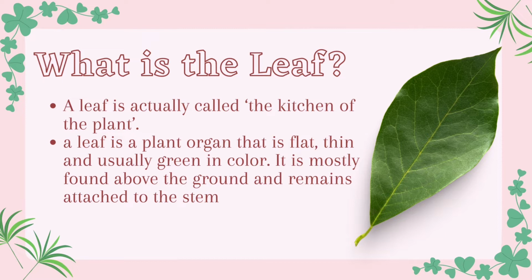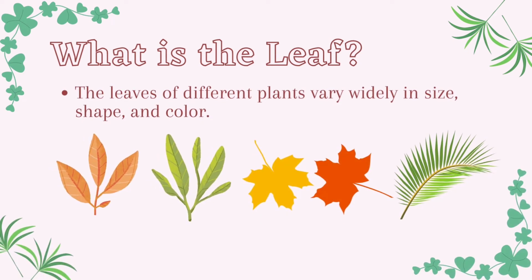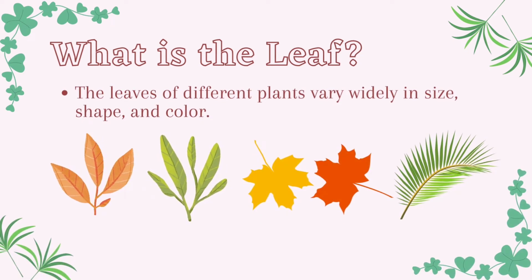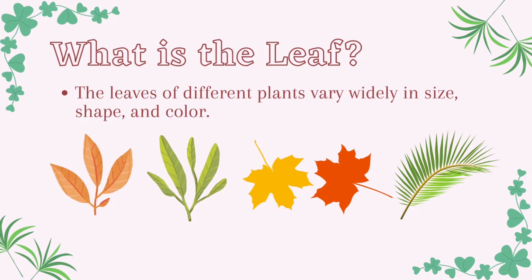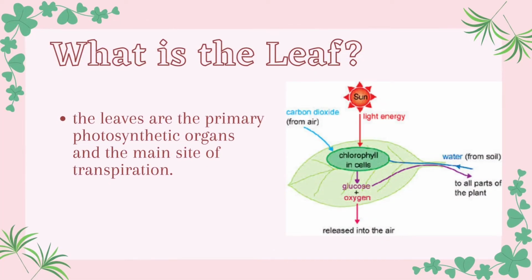The leaves obtain their green color due to the presence of chlorophyll. And in addition, the leaves are mostly found above the ground and remain attached to the stem. Next, as you can see on the screen, the leaves of different plants vary widely in size, shape, and color. And also, the leaves are the primary photosynthetic organs and the main site of transpiration.